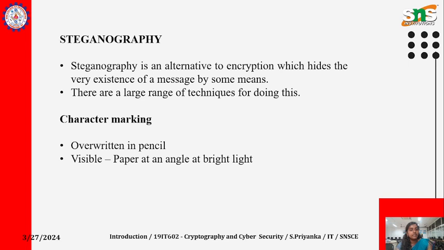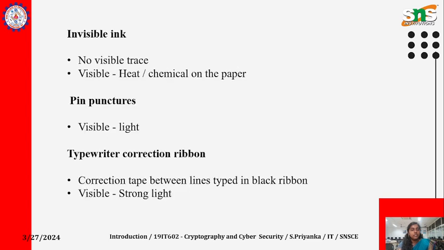First is character marking. In character marking, selected letters of printed or typewritten text are overwritten in pencil. The marks are visible when the paper is held at an angle to bright light. Next is invisible ink. Invisible ink leaves no visible trace. It becomes visible when heat or a chemical is applied to the paper.